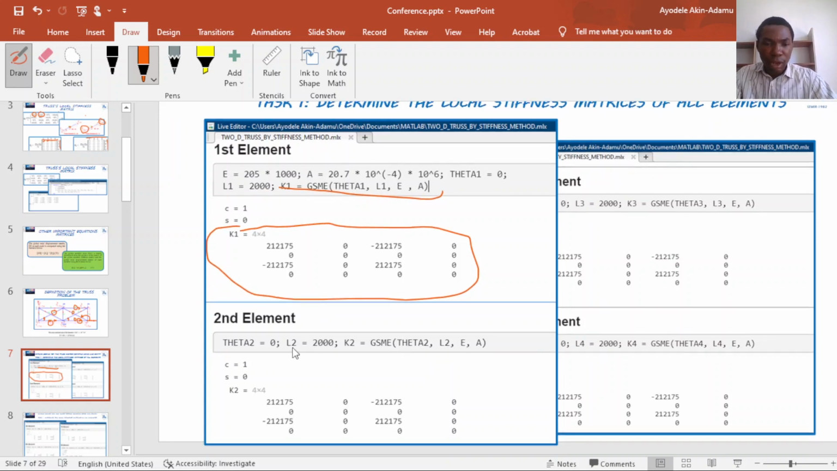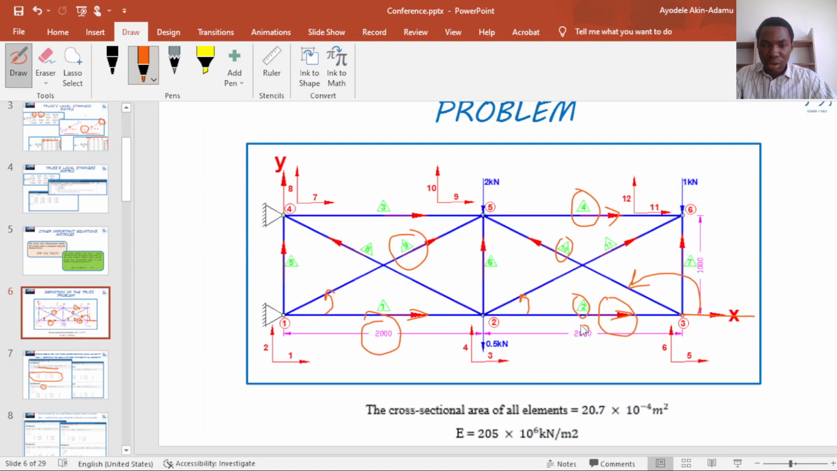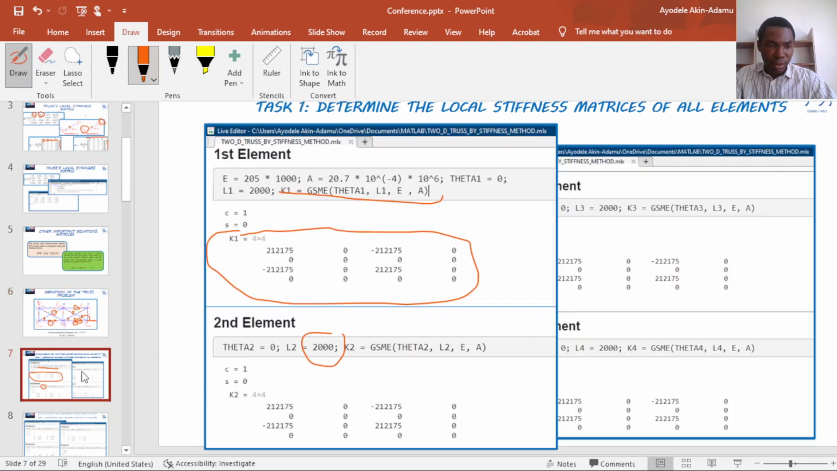The same thing is done for element 2. Theta is also 0. L2 is 2 meters, as stated here, the length for member 2, 2000 mm. And K2 is formed by using this function and entering θ2, L2, E, and A as input variables. So if this is done, Matlab helps us compute our local stiffness matrix, which is given by this.